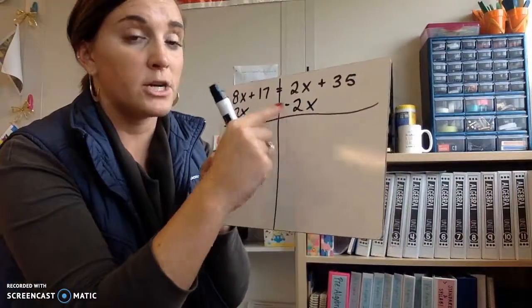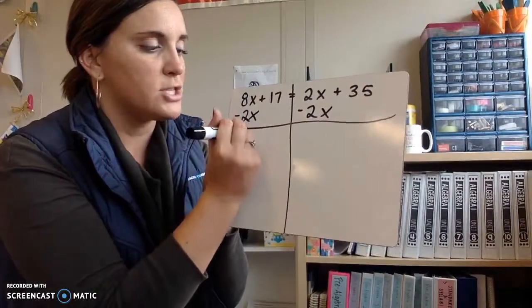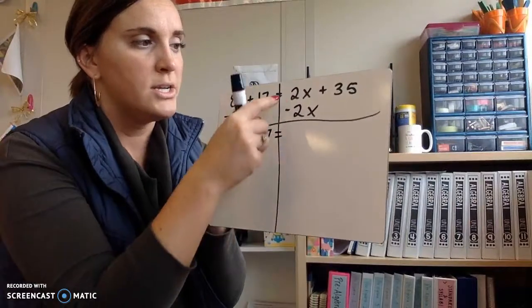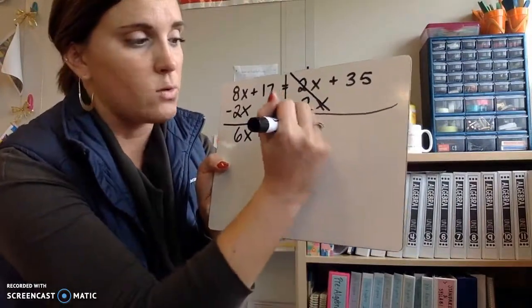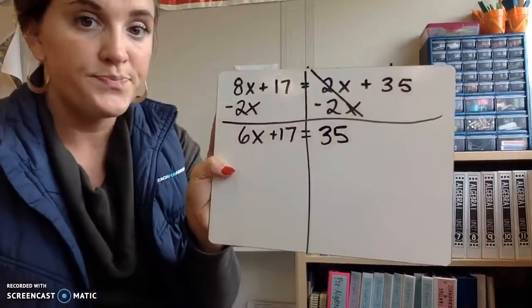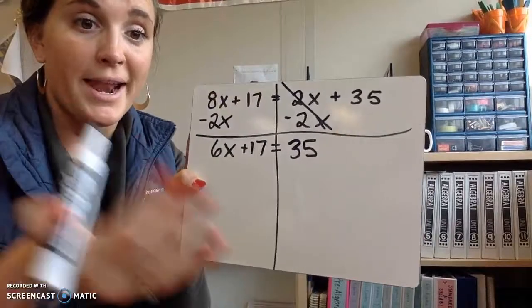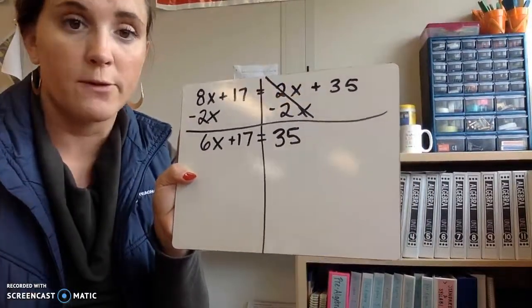I have to do the inverse because I'm moving it to the other side. I have to do the opposite. 8x minus 2x is 6x. Plus 17 equals 2x minus 2x is going to cancel out, giving me 0, equals positive 35. I now have a 2-step equation, the same spot I got myself into yesterday, and then I used those skills from last week to solve from here.